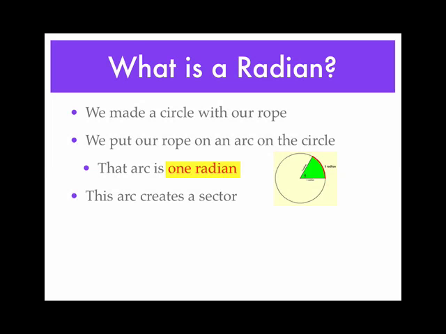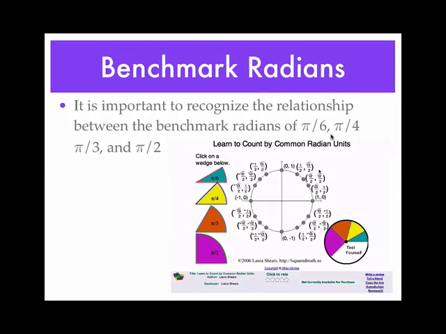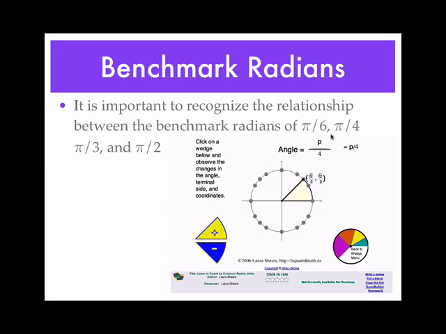This arc creates a sector, and that sector has a degree measure, so we can relate the measure of the angle to the radian. Now it's important to be able to recognize the relationship between what I call benchmark radians, pi over 6, pi over 4, pi over 3, and pi over 2, and those angles.